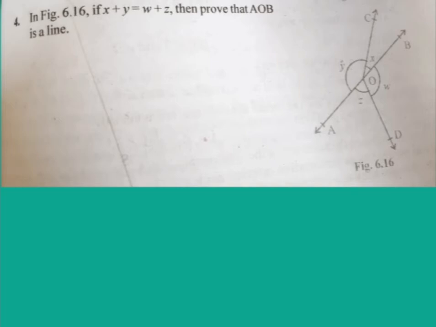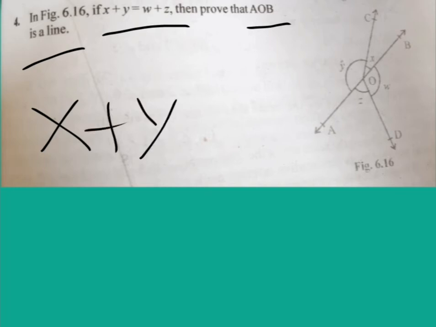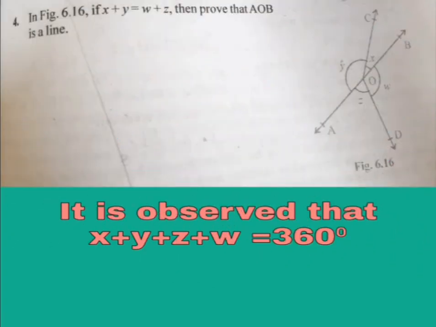So in the given figure 6.16, if x plus y is equal to w plus z, then prove that AOB is a line. So there is a figure. In that figure you are getting an AB line. AOB is a line, that thing you have to prove with the help of this relationship, x plus y is equal to w plus z. Okay, now look at the solution.